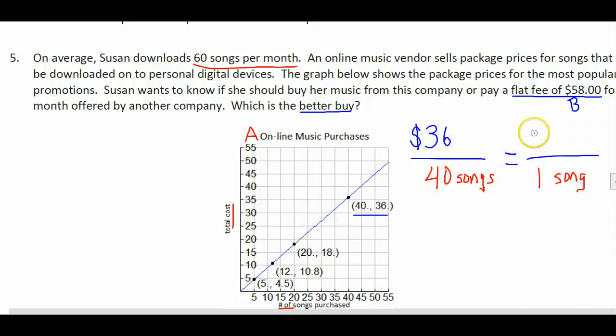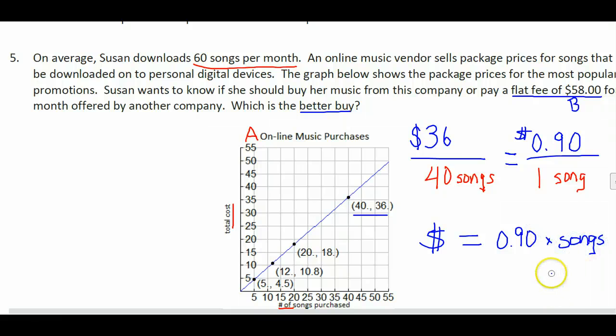36 divided by 40, that is 0.9. Now that is not 9 cents. It's the same as 9/10 of a dollar, or 9 dimes, or 90 cents. She pays 90 cents per song. So if she pays 90 cents per song, that means the total number of dollars, the total cost, is 90 cents times the number of songs.